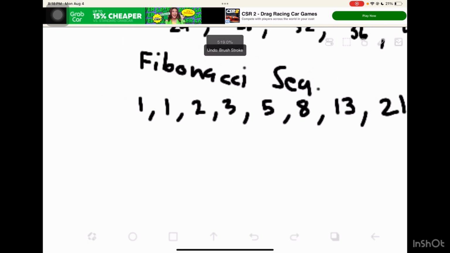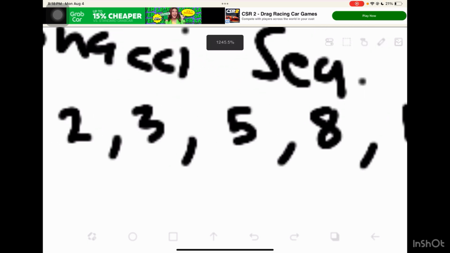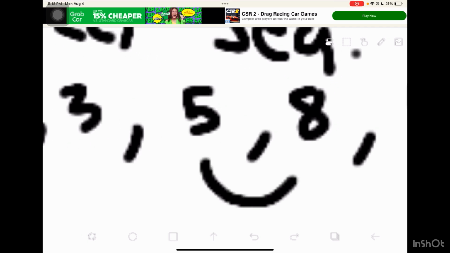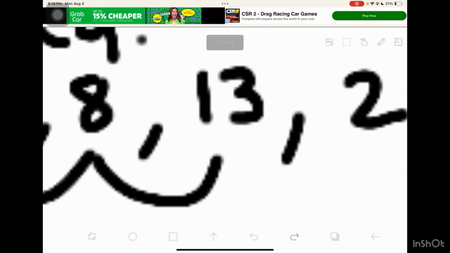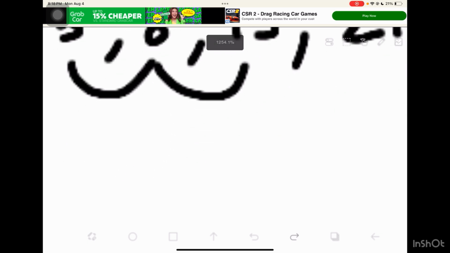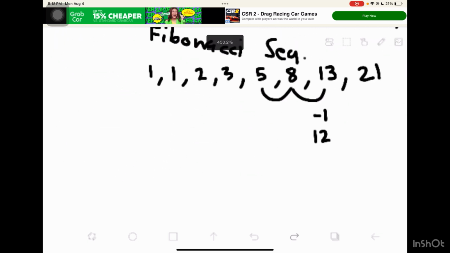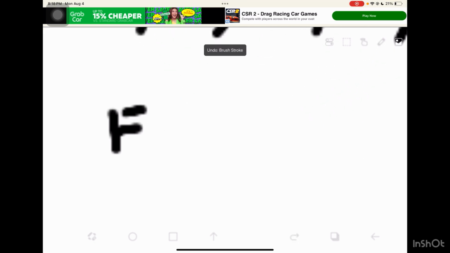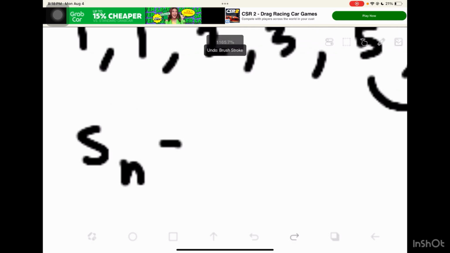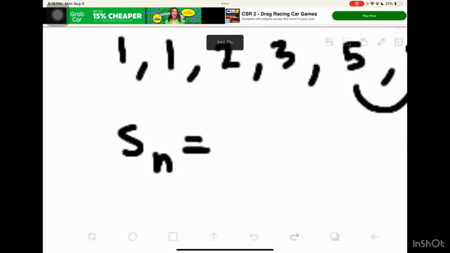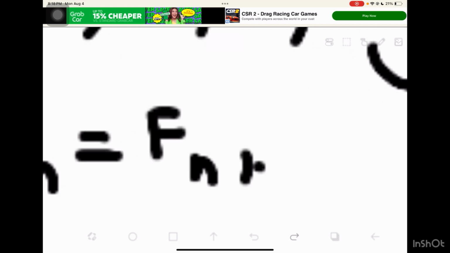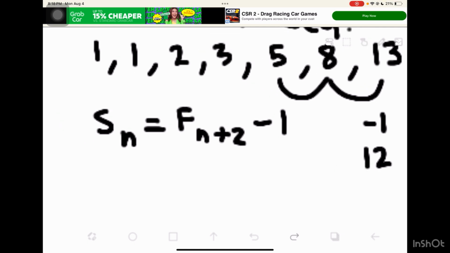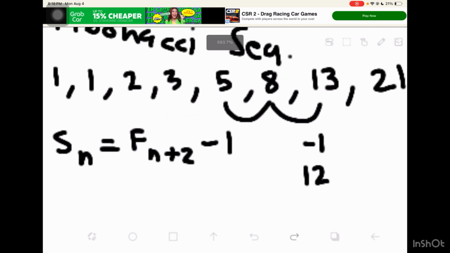If you haven't noticed by now, to find the sum of the first n terms of a Fibonacci sequence, here's what you need to do. Let's say you want to take the sum of all terms from 5 and below. What you want to do is hop 2 spaces forward, 13, and then go minus 1. That's 12. So the formula is S of n for the Fibonacci sequence is equal to f of n plus 2 minus 1. So this is basically saying S of n is 2 terms ahead minus 1.